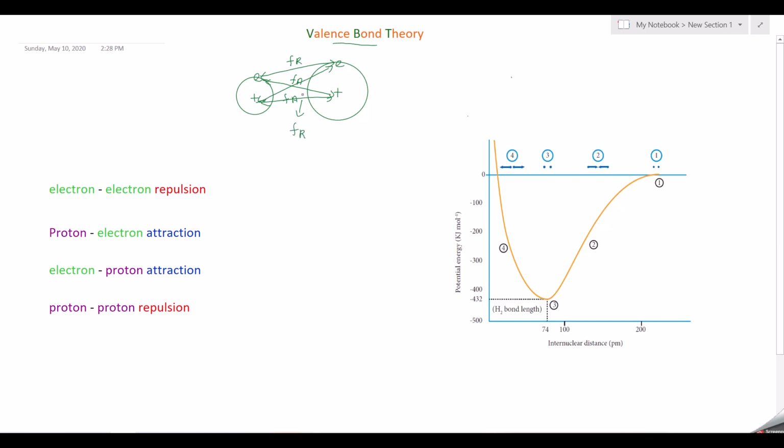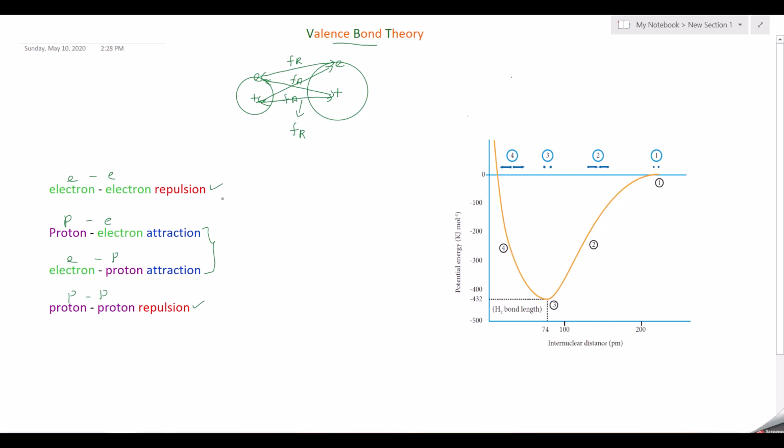So there will be four forces operating when the two atoms approach each other. One is electron-electron repulsion, proton-electron attraction, electron-proton attraction, and proton-proton repulsion. So there are two forces of attraction, that is proton-electron and electron-proton attraction. And two forces of repulsion, that is electron-electron and proton-proton. So two forces of repulsion.